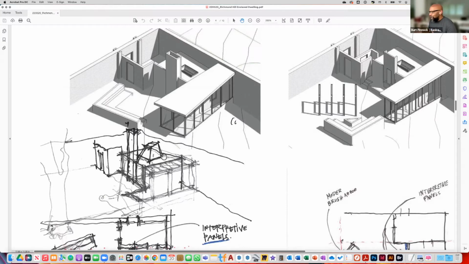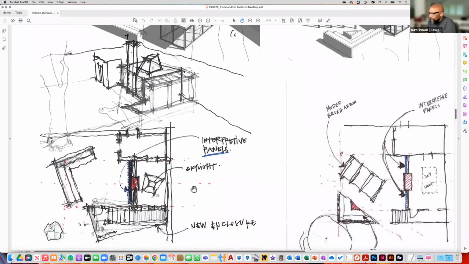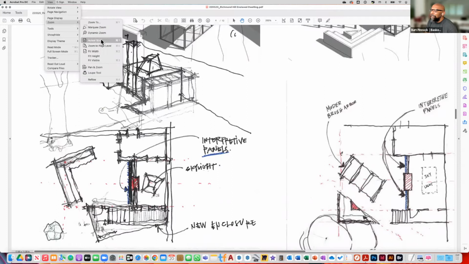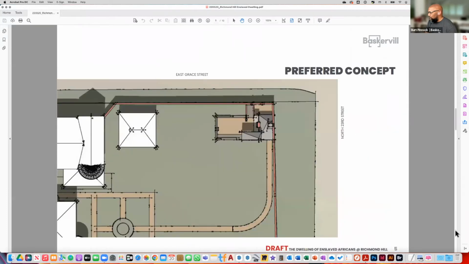That's where we start to go with these sketches, and then you'll start to see notes about maybe interpretive panels and things like that. So I'm going to zoom out back to the page level, hopefully without making everybody drunk. And feel free to interrupt me at any point. Okay, so all of those sort of start to merge into what we'll just call a preferred concept, I think.